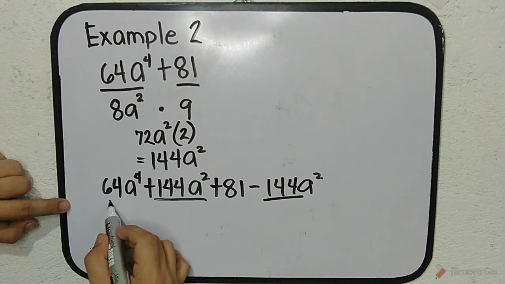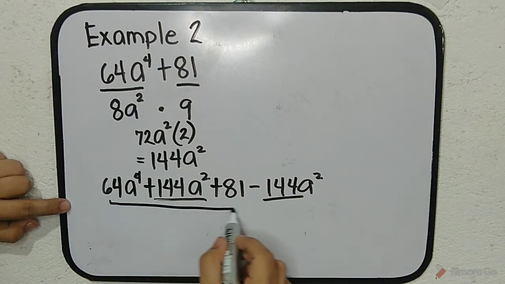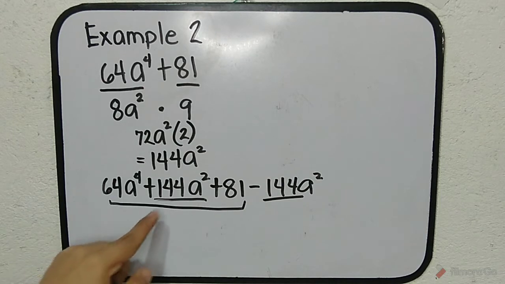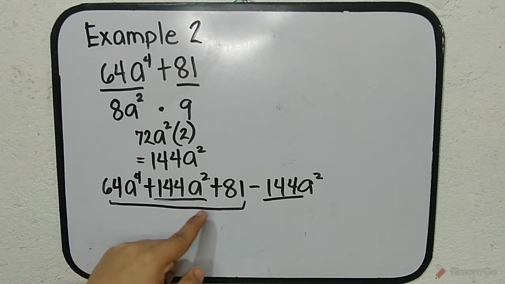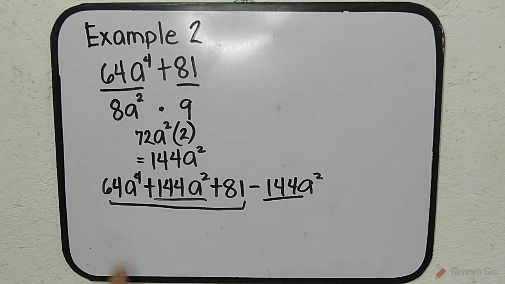So, 64a to the fourth plus 144a squared plus 81. Meron pa ba tayo dito na like terms? So, tatlong ito. Okay. Ito ay perfect square trinomial na. So, pwede na natin kunin ang kanyang square of a binomial.